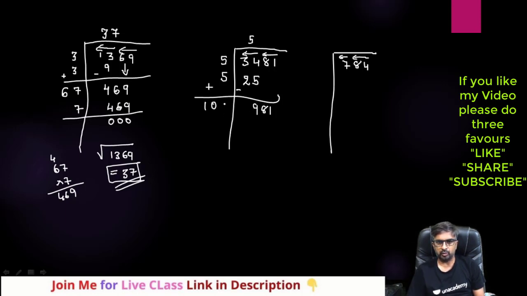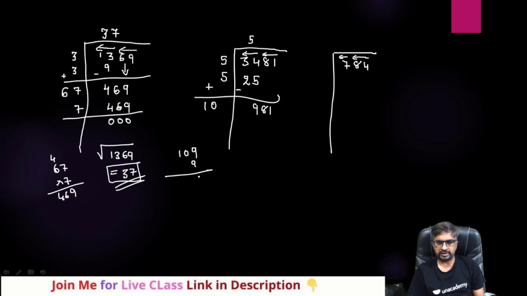Every time we have to take that pair or group down. Now 101 ones is 101, but that will not work. But 109 nines is 981. So let me try 109 into 9: 9 nines are 81, 8 carries, 9 ones are 9. So this will work, 981. 109 into 9 gives you 981. You keep this 9 in the quotient, and you get remainder 0. So the square root of 3481 is 59. This way you can solve this one.